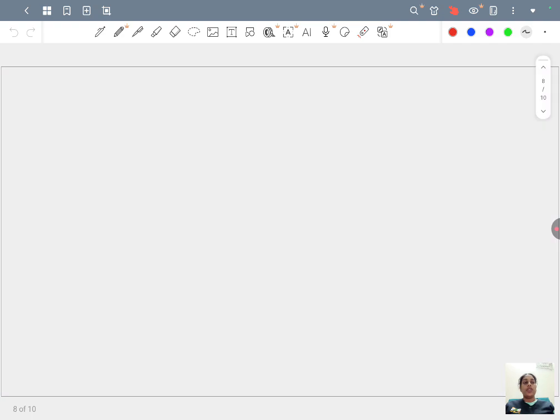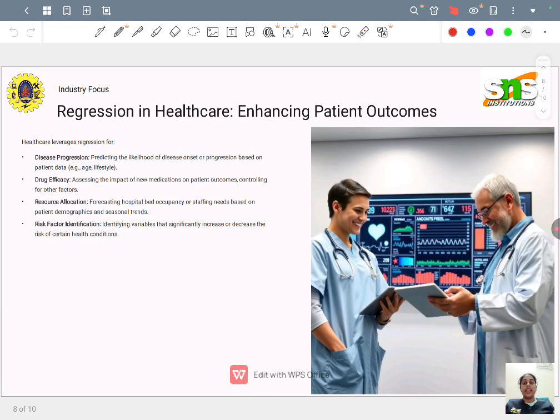And next we will see about regression in healthcare. Healthcare also leverages regression powerfully: predicting disease onset and progression, evaluating drug effectiveness, forecasting hospital resource needs, and identifying risk factors that contribute to certain conditions, and ultimately it supports better patient outcomes.